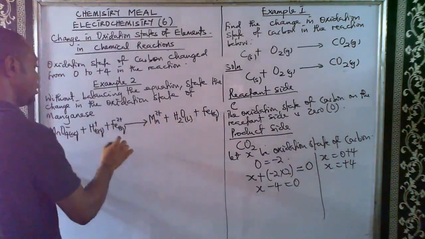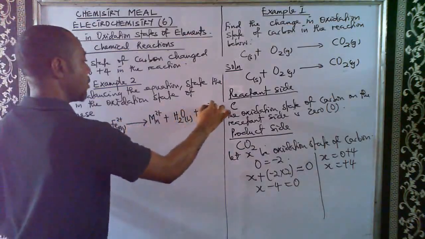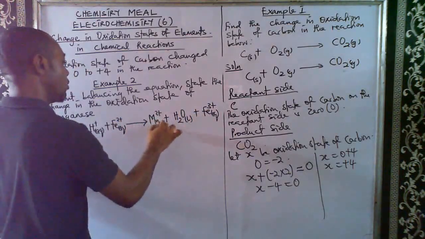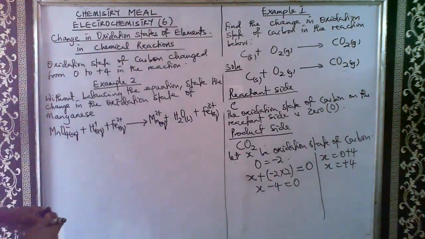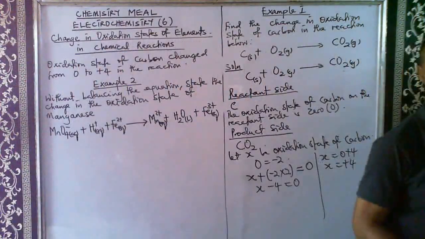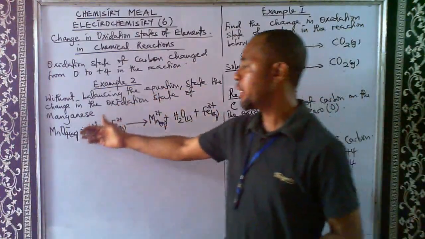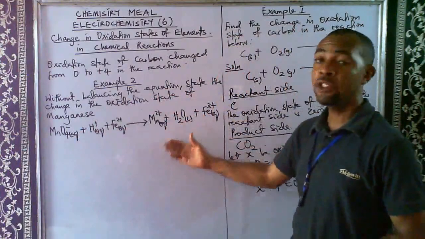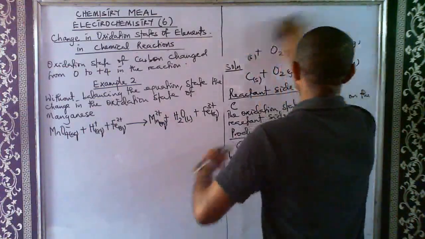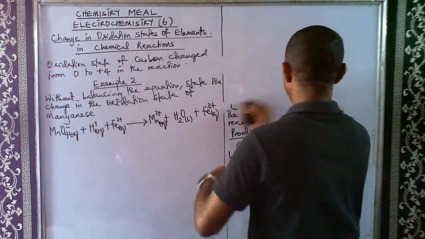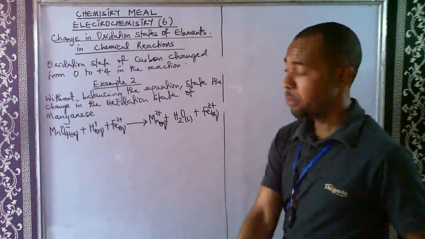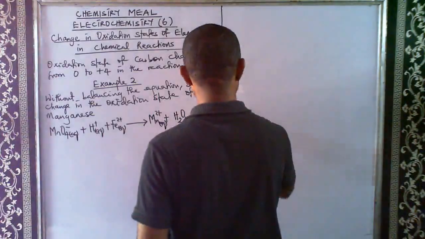So without balancing this equation, we are asked to state the change in oxidation state of manganese. Very simple. It's still the same principle. We need to find the oxidation state of manganese on the reactant side, and find the oxidation state of manganese on the product side. So let's do that quickly.